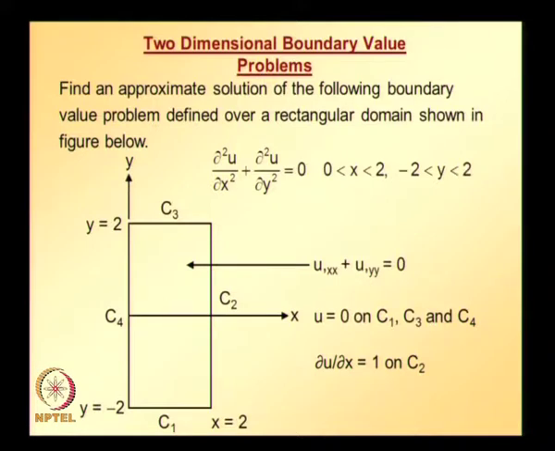and the domain is shown along with the boundary conditions. U is specified as equal to 0 on the boundaries C1, C3 and C4, and derivative of u with respect to x is specified as 1 on the side or on the boundary C2. So, some of these boundary conditions are essential boundary conditions, some of these boundary conditions are natural boundary conditions.